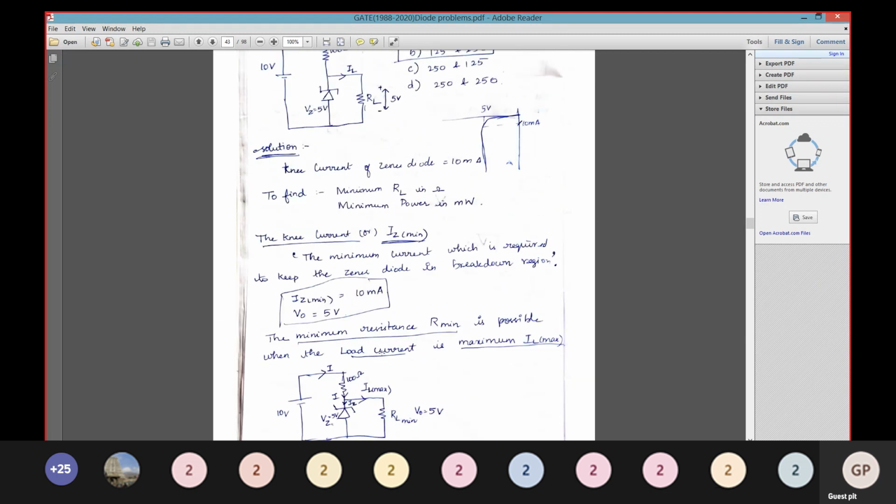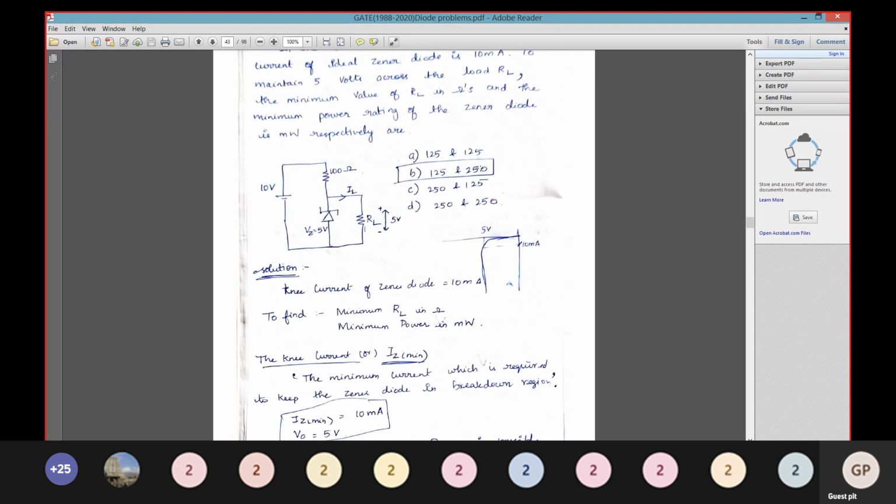So from this, the resistance is 125 and the power dissipation is 250. In the options they didn't give any units, so no need to worry about it. It is the combination of 125 and 250, so it is option B.